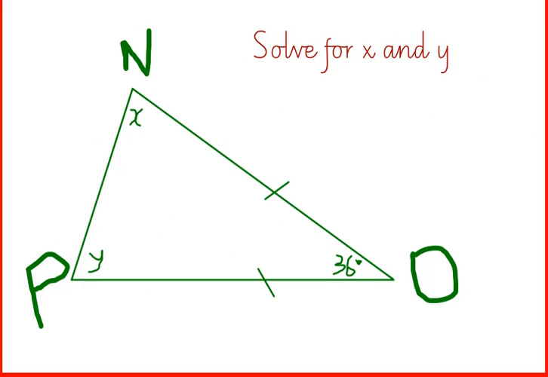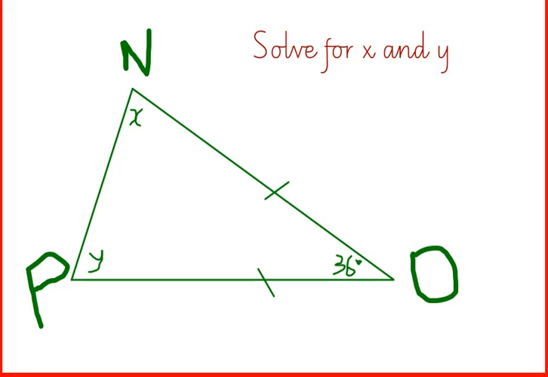For our first question, we have solve for the unknowns. So our unknowns are x and y. So solve for x and y. Looking at this triangle, you could pause and then try to work out the answer, and then unpause the video to check if your answer is correct. So I'm just going to go straight into it.